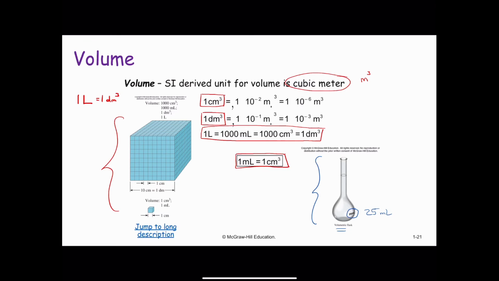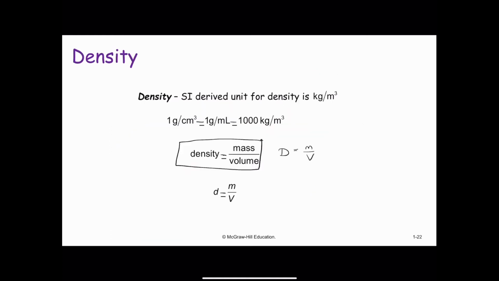And so the important thing here is to know that oftentimes when chemists work in the lab, they usually will use milliliters for their volumes. Density is another measured quantity with derived units. The equation for density is shown here in this black box. Density is equal to mass over volume.